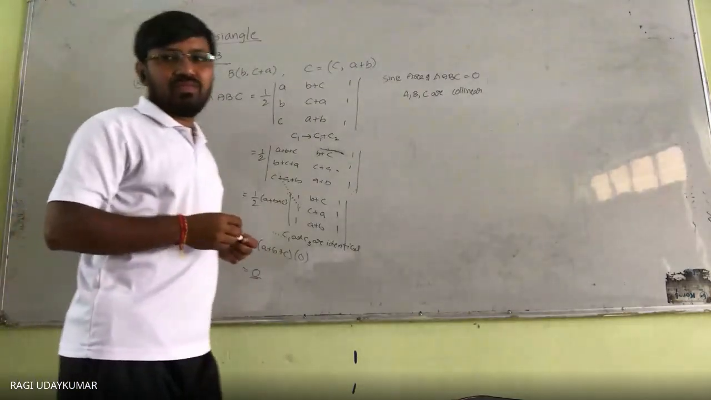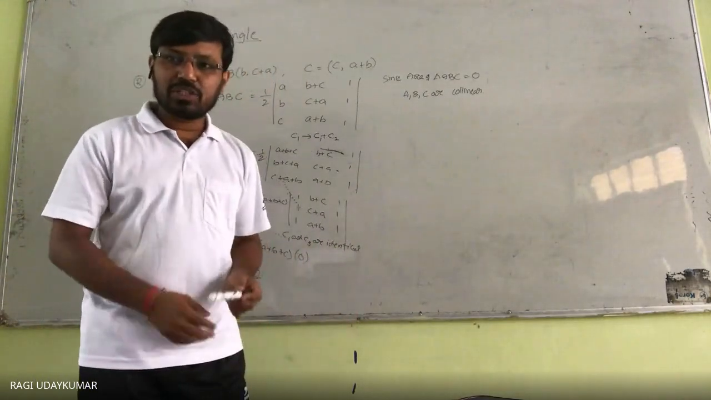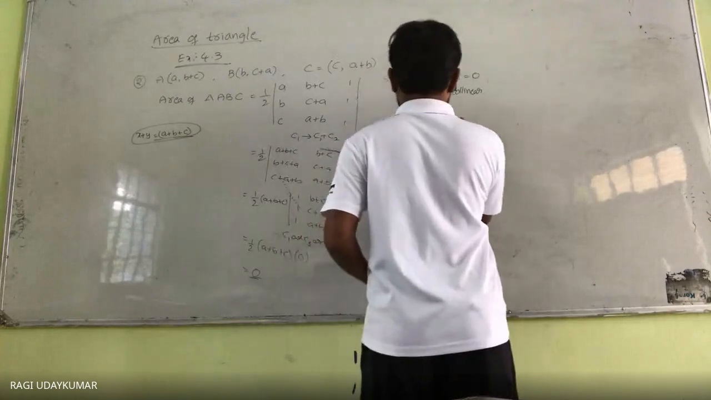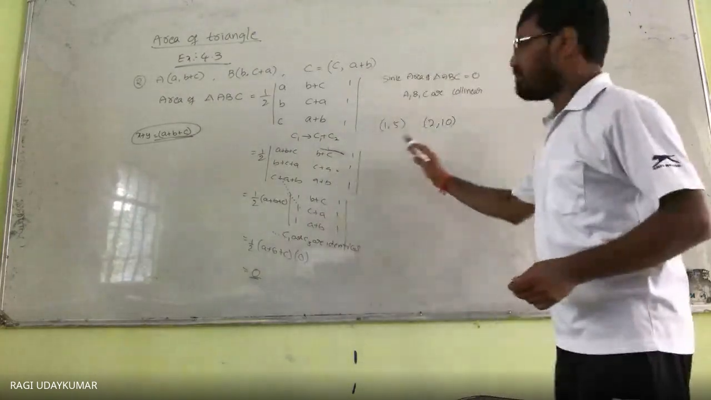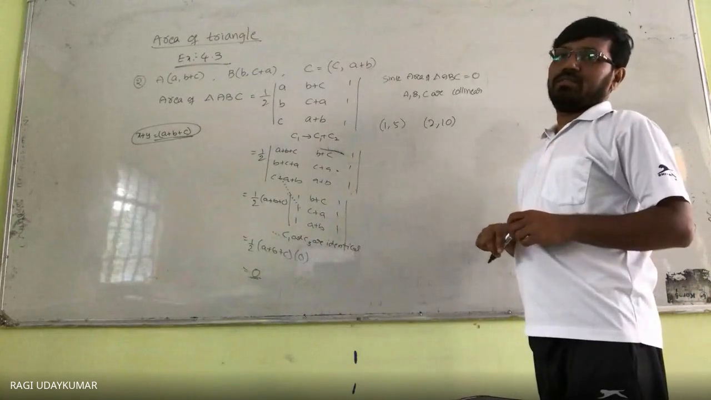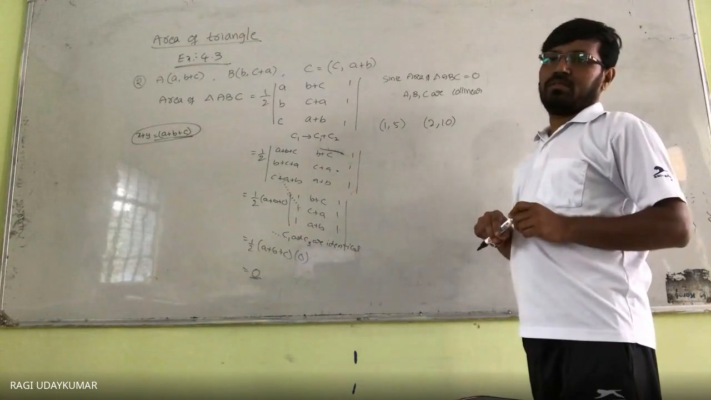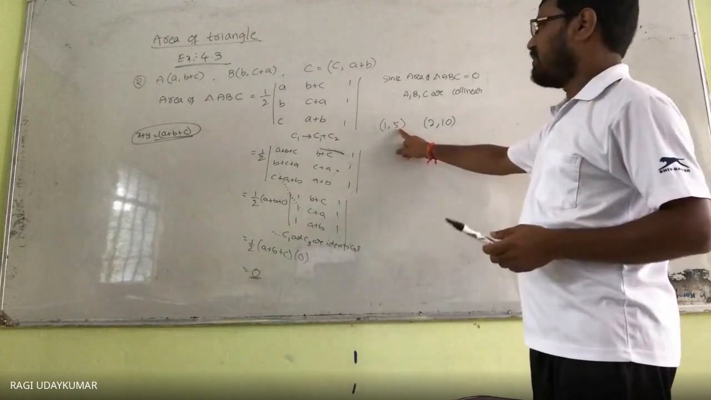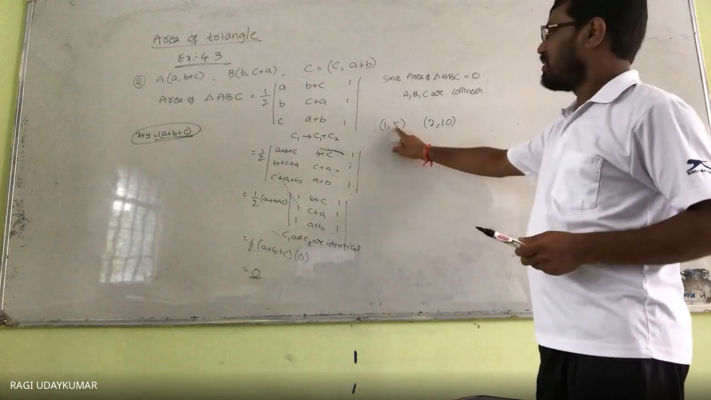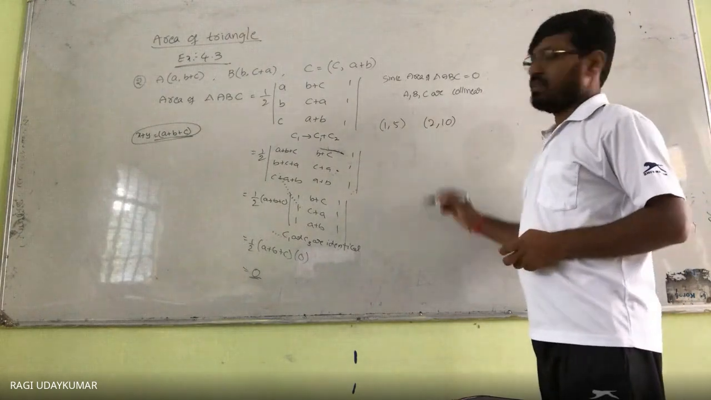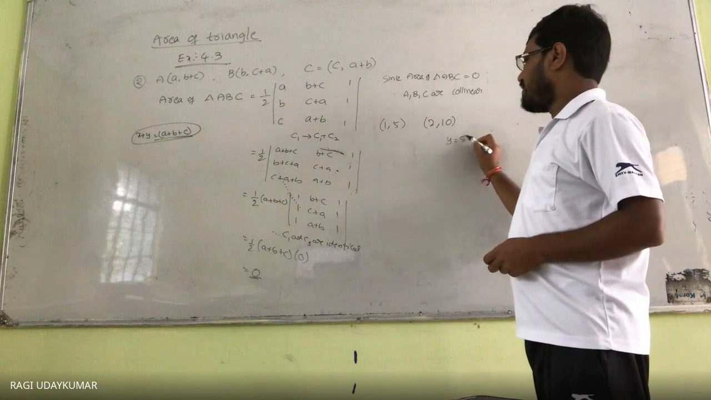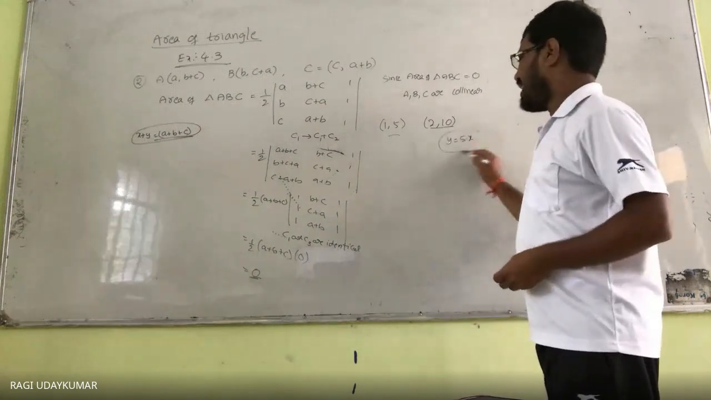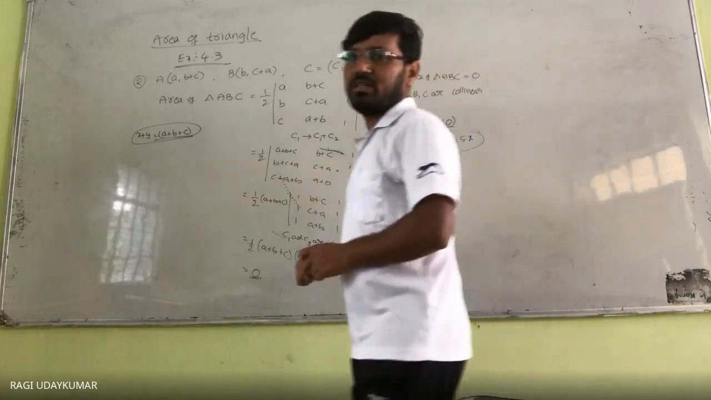Last year I told you, just by observation, you can find out the equation of a line passing through the given points. Suppose I have given you 1 comma 5, 2 comma 10. What is the equation of a line passing through these 2 points? Observation. See the relation of both, it is the same. So y is equal to 5 into x. That's all. That is the equation of a line. Are you getting my point? Yes, sir.